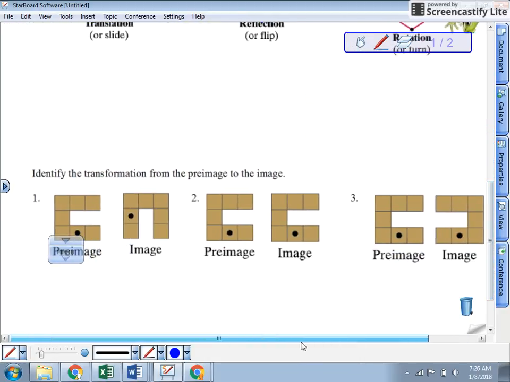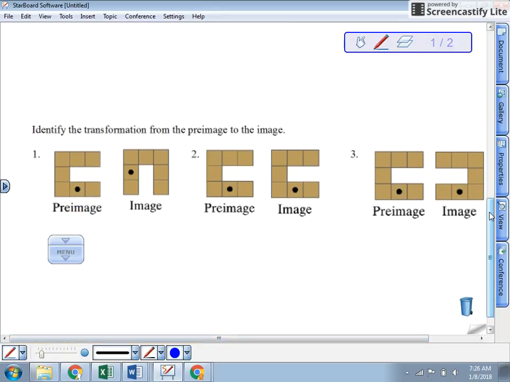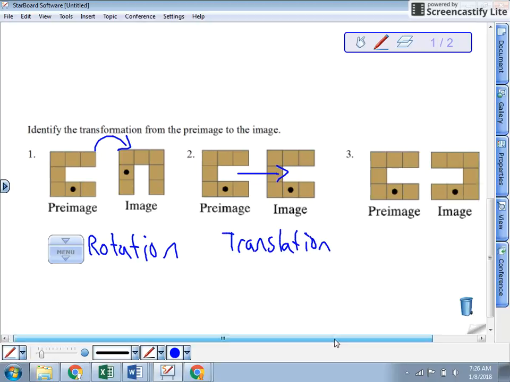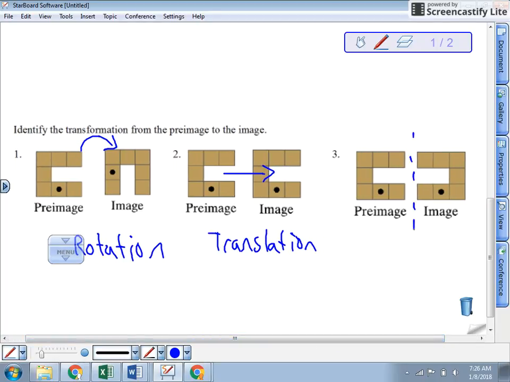Once you know that, it's as simple as identifying them. So, identifying the transformation from pre-image to image. It tells us which is the pre-image, before, and which is the image. In this first one, you can tell that this figure is being rotated, so this would be a rotation. This one here is being slid over, so we know it's a translation. And this one is being reflected, so this would be a reflection. Those are the three rigid transformations.